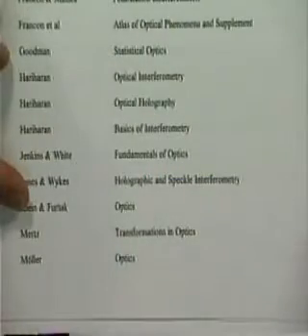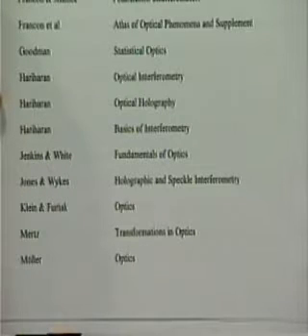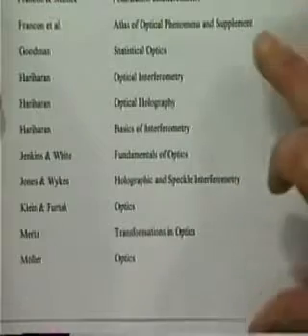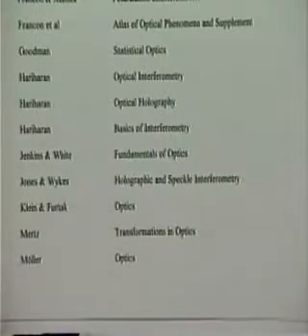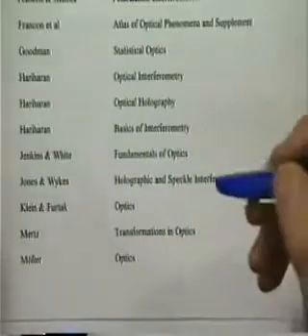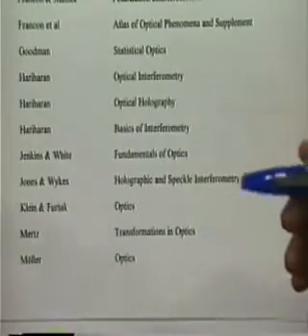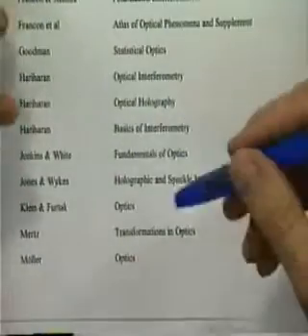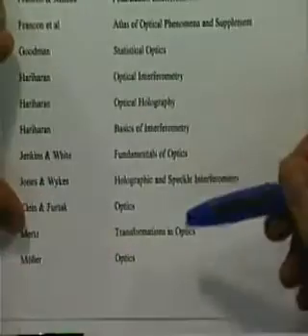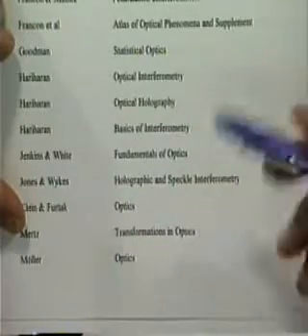Klein's book on optics, a lot of good books on general optics. Klein is an interesting book, although I always had the feeling that he always explained things in the most difficult way possible, but in any case, not a bad book. Mertz's book on transformations in optics.